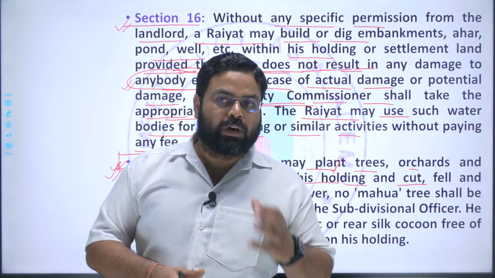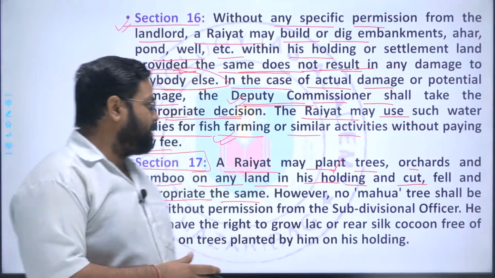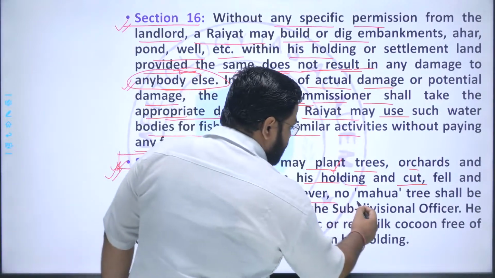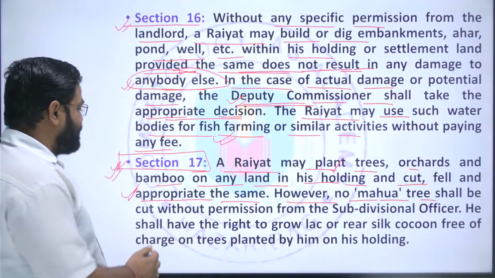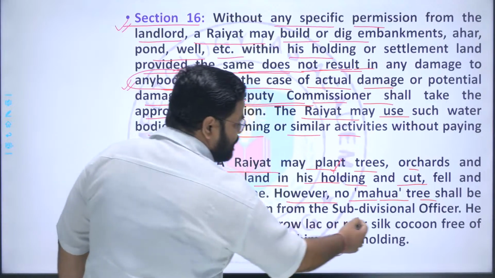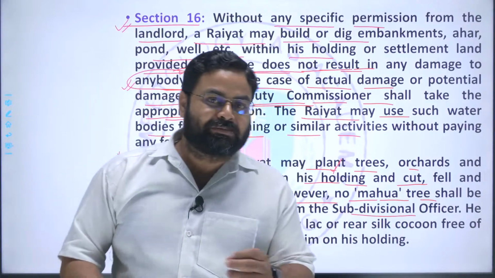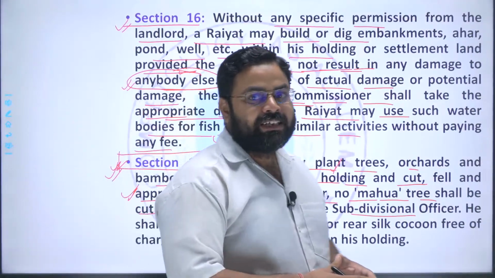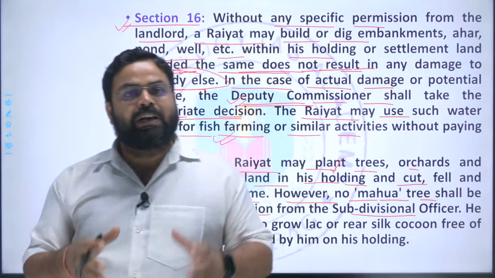And he can also appropriate it, he can also sell it in the market, but that can be appropriated. However, no mahua tree shall be cut without the permission of the subdivisional officer. So why was there a specific mention of the mahua tree? Many of you can recognize it quite easily, that even today mahua is a very commercially viable tree.